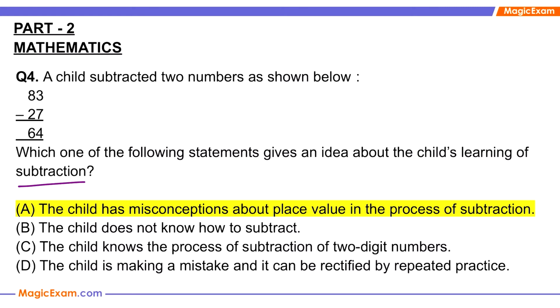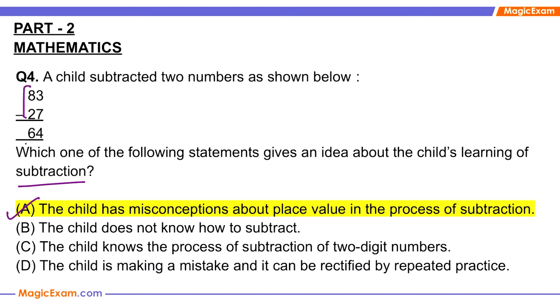The first one says the child has misconceptions about the place value in the process of subtraction. This is the correct statement, obviously, because it has been already highlighted in yellow. Now, if you look at what the child has done, he has subtracted correctly on this side.